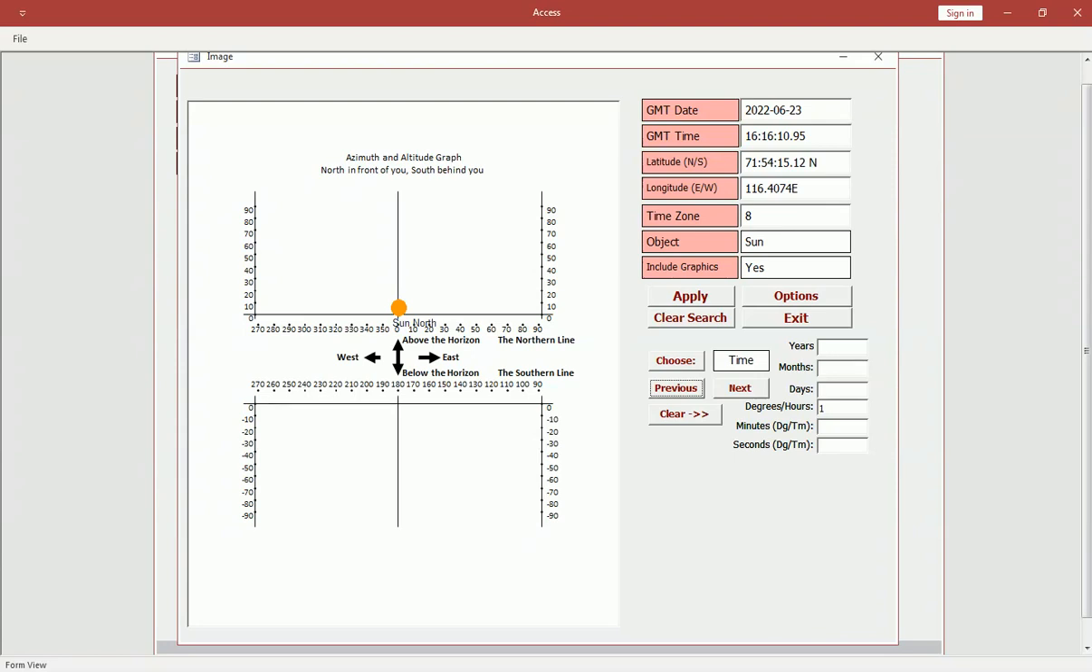I hope this video provided you with guidance on how you can use the azimuth and altitude graph to visualize the movement of the sun around a specific location. I hope this video is useful, and thank you for listening.